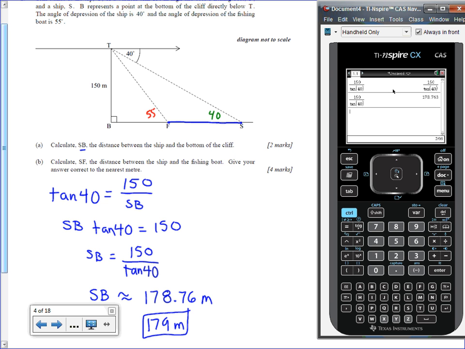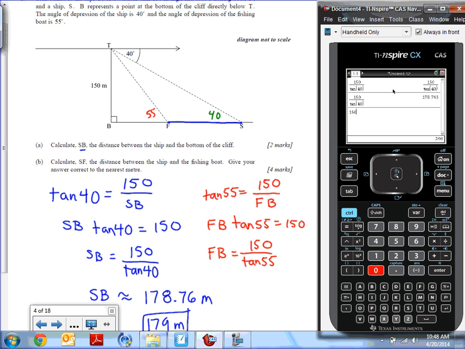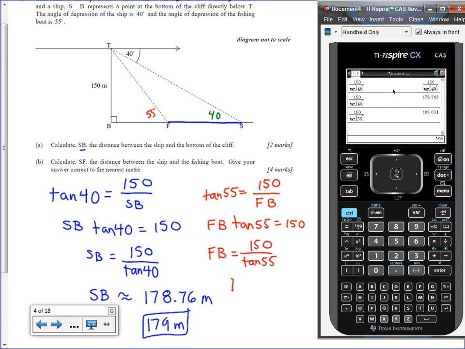So we're going to say the tangent of 55 equals the opposite leg over the adjacent leg. And this time we're finding FB instead of SB. Multiply by that FB. Get it out of the denominator. FB will equal 150 divided by the tangent of 55. Head over to your calculator. We're going to do 150 divided by the tangent of 55. Hit Control Enter so I can get a decimal approximation. And FB is approximately 105.105.